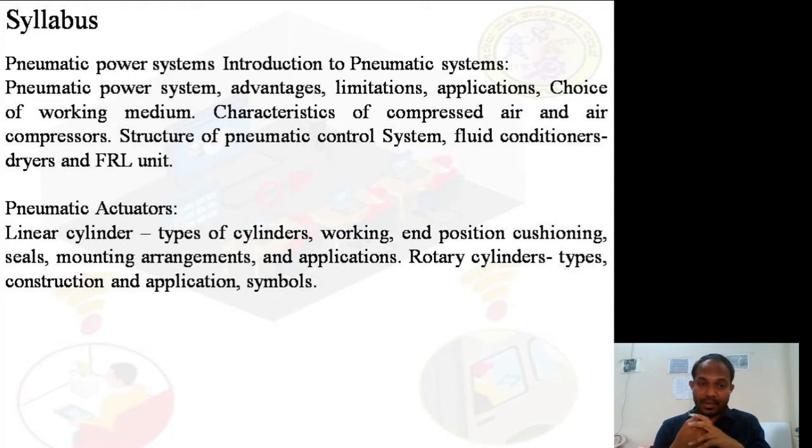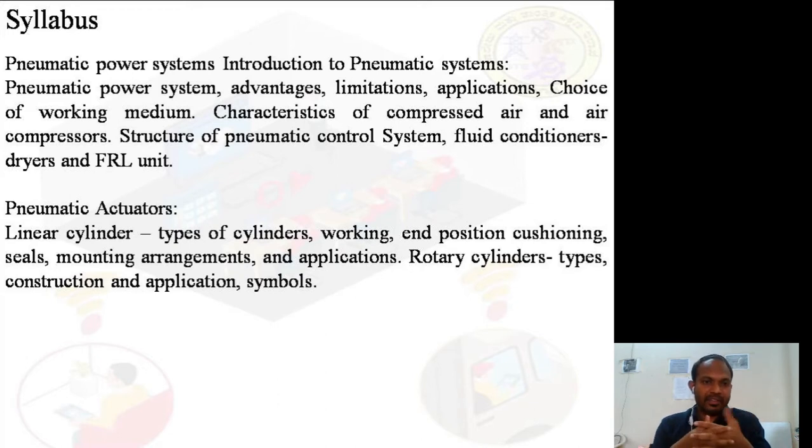And then the air compressors, then structure of pneumatic control system, fluid conditioners, what is the use of a fluid conditioner, what is the significance of using these fluid conditioners, and then the dryers and FRL unit. The FRL unit, which stands for filter, regulator and lubricator, all these three are termed as an FRL unit.